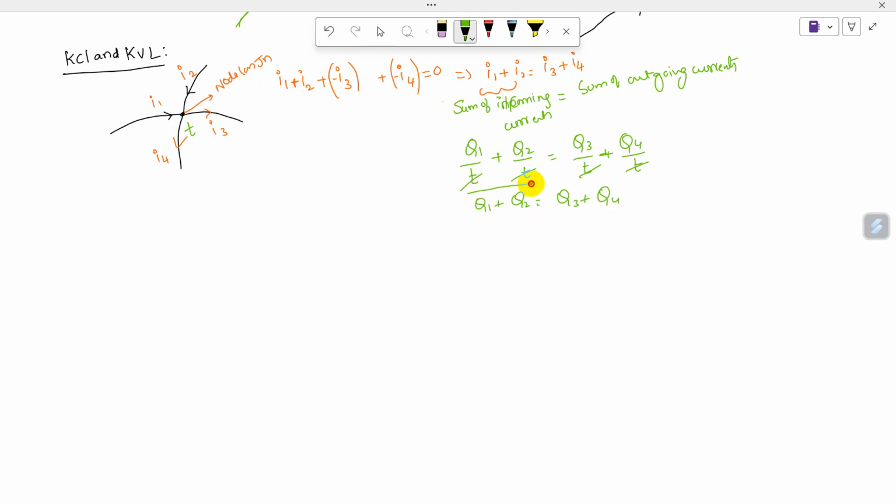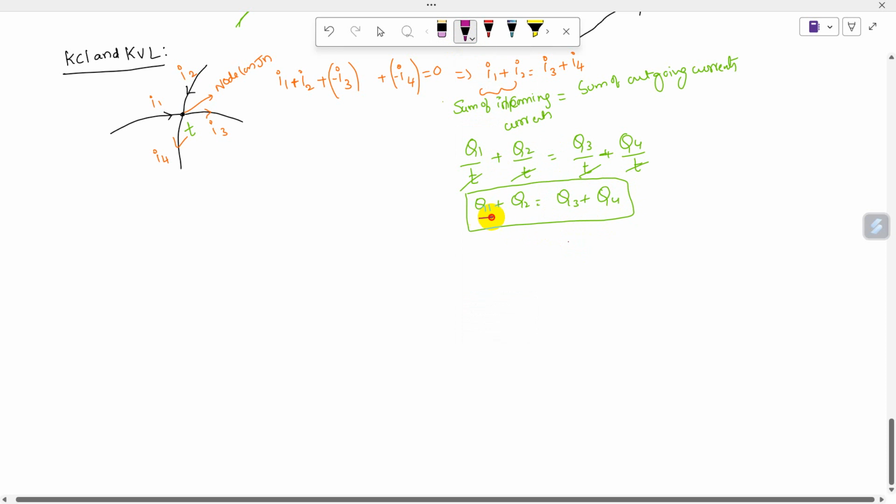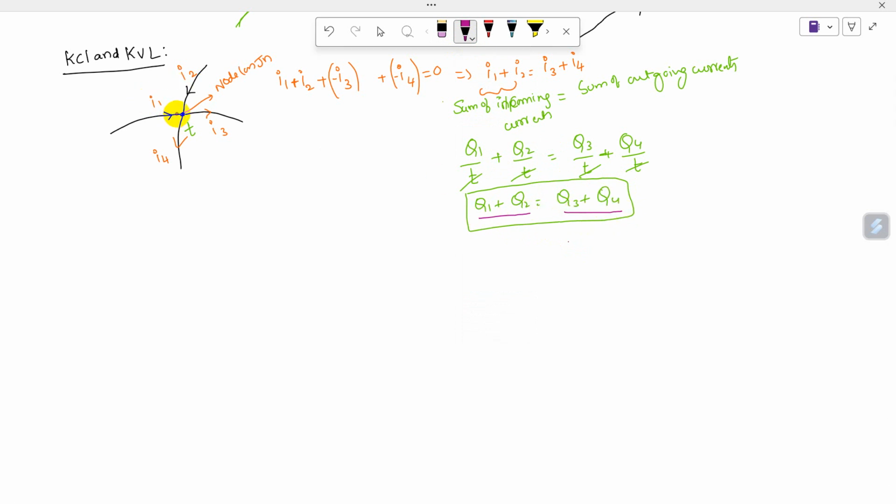Upon observing this equation we can conclude that there is no charge accumulation at any node in the circuit. The incoming charge is equal to outgoing charge. How much charge is entering at this node is the same amount of charge leaving from this node. So this is called law of conservation of charge.